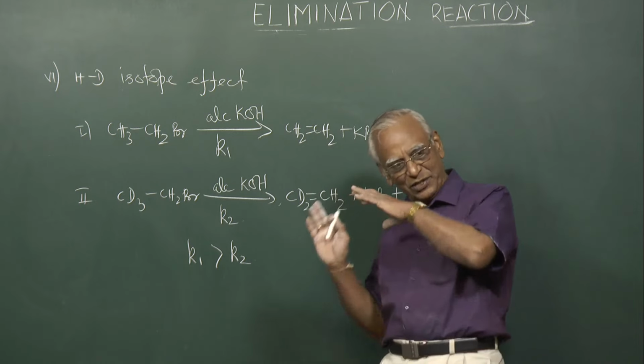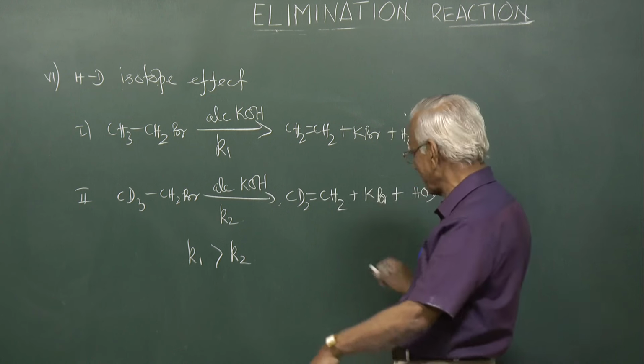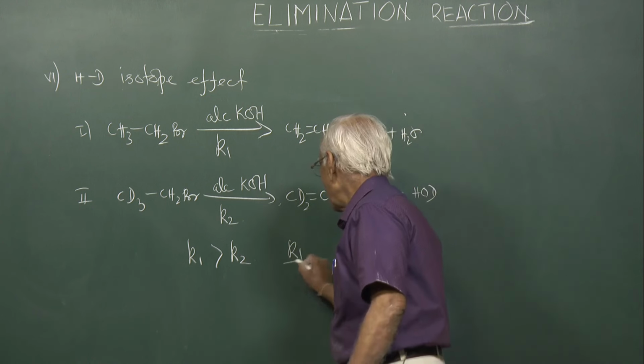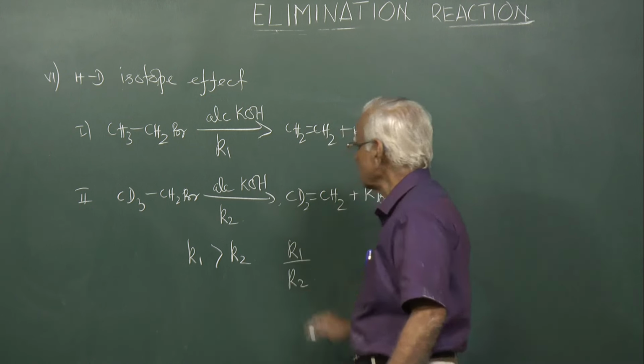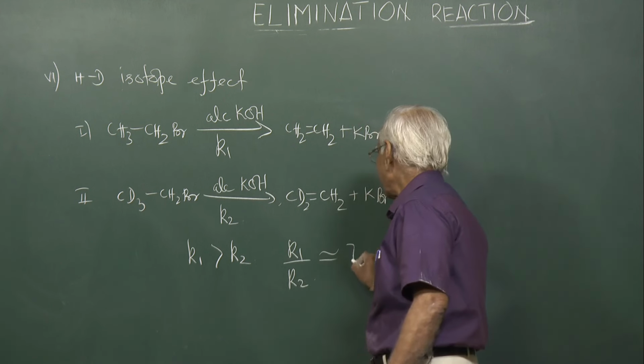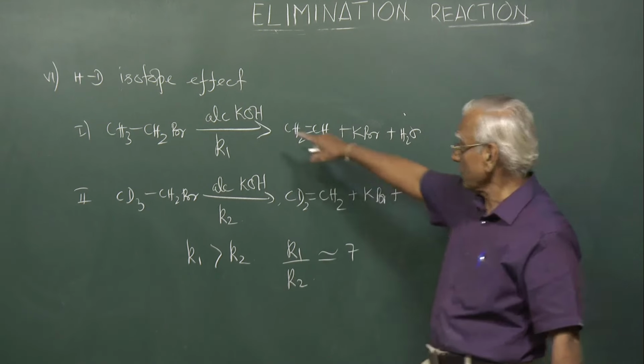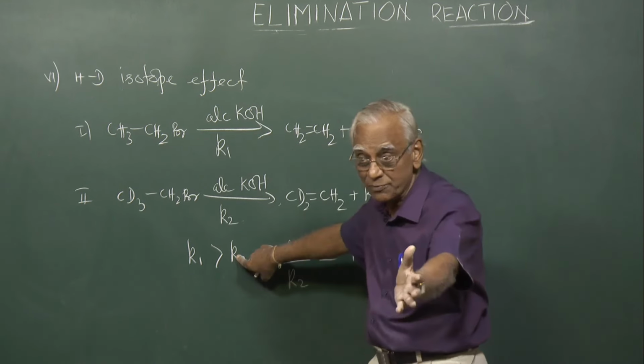I shall explain to you in detail about the three different types of isotope effect, but whenever K1 by K2 is roughly equal to 7, it is called primary isotope effect. This particular reaction is 7 times faster than this particular reaction.